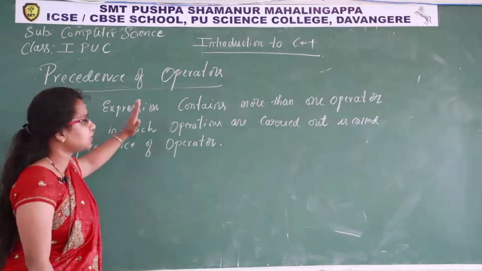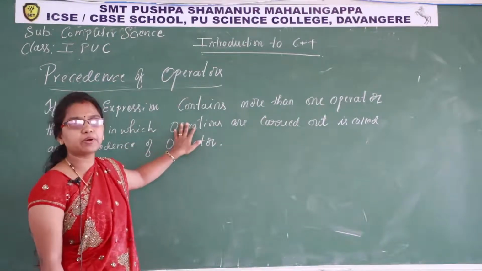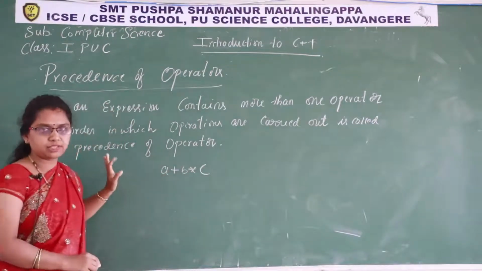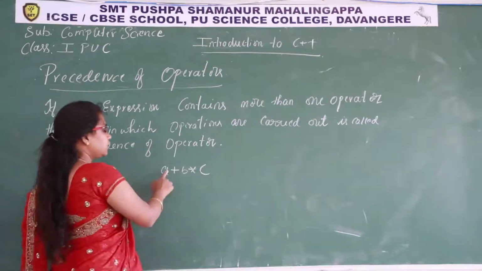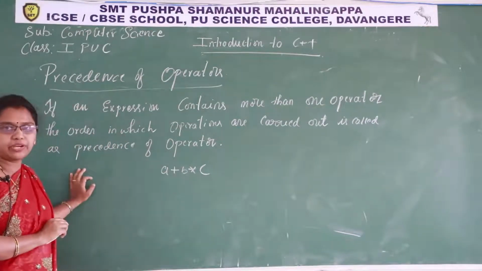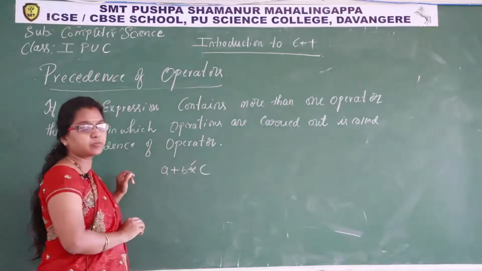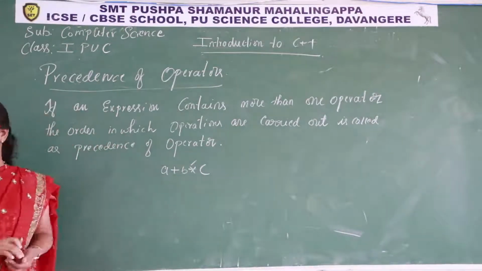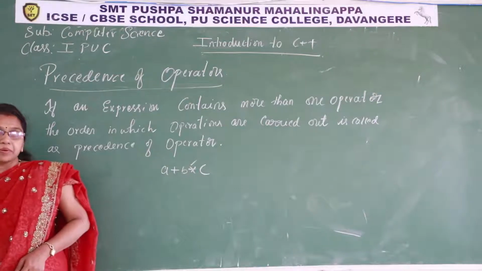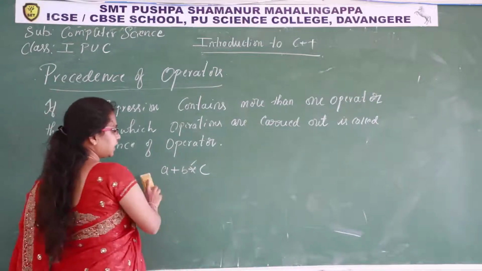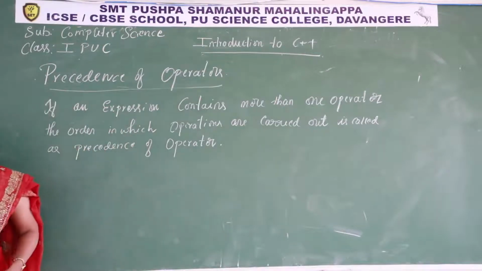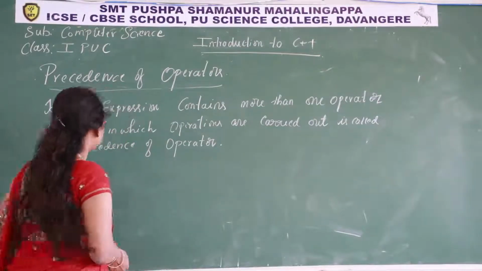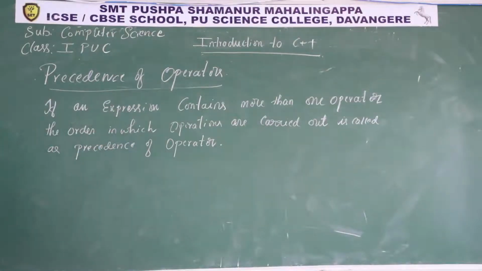So if an expression contains more than one operator, for example, A plus B star C. This arithmetic expression has two operators, so which has to be evaluated, plus or star? Star has higher priority than plus. Not only arithmetic operators, logical operators, relational operators, and bitwise operators can also be used in an expression, but in your syllabus they have given examples on arithmetic operators and some logical operators. Write down the table. This is an important table.